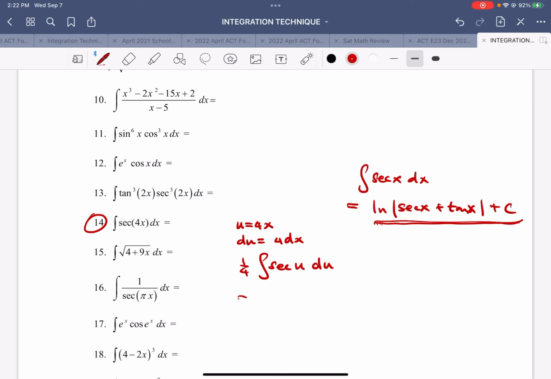Okay, so then 1/4, and then ln of secant u, so secant 4x plus tangent 4x, plus c. That's your final answer. So remember that formula: the integral of secant x dx is ln of secant x plus tangent x, plus c. Okay. Next one, what I want to do is number 15.